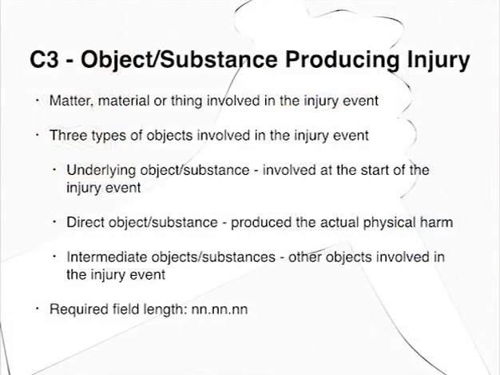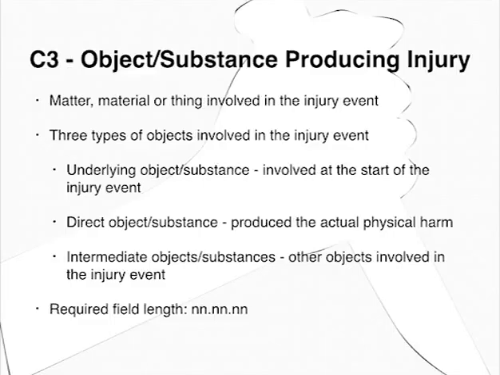C3 is the code for object or substance. Object is matter, material, or thing involved in the injury event. Injuries are often the result of a sequence of events. Three types of objects or substances may be involved in the injury event. Underlying object, substance are the objects involved at the start of the injury event. Direct object, substance produce the actual physical harm. Intermediate objects, substances are other objects or substances involved in the injury event.